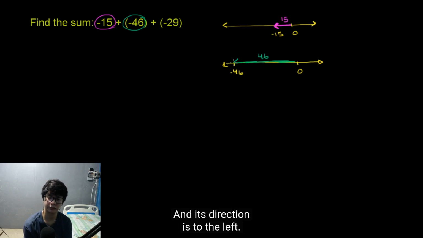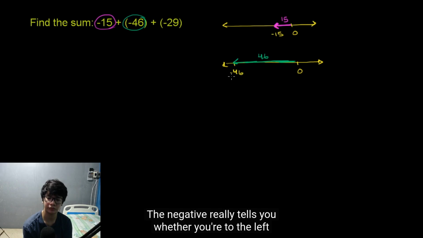And its direction is to the left. That is why we get to the number negative 46. The negative really tells you whether you're to the left or the right of 0. But the absolute value says how far you are to the left or the right of 0.